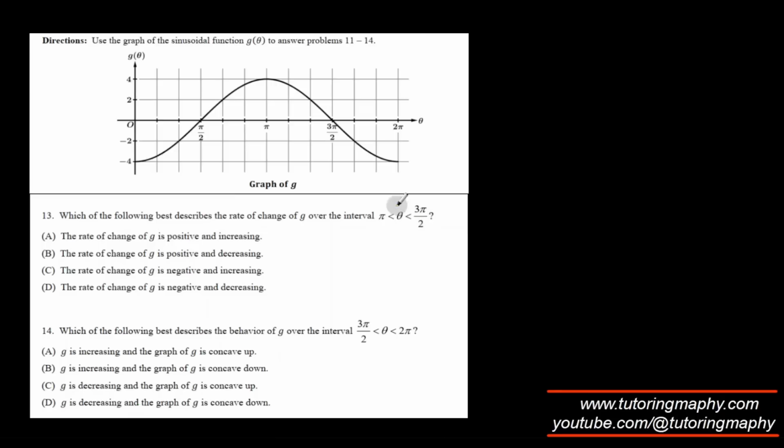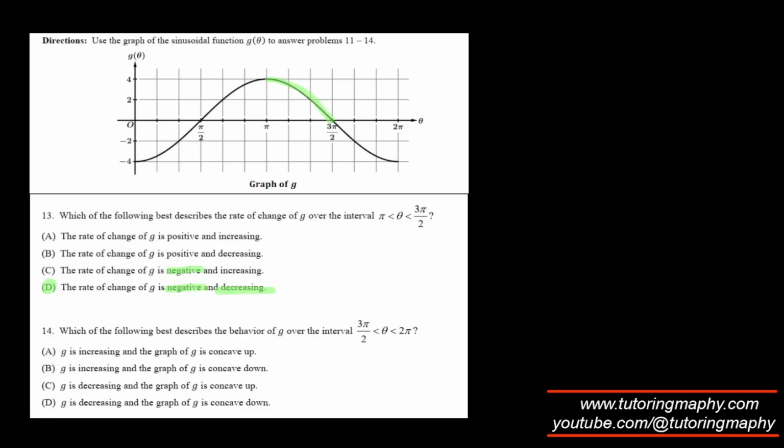More questions, from pi to 3 pi over 2. Pi to 3 pi over 2 is here. The ROC they're asking. So this is obviously a decreasing function. So for a decreasing function, ROC is negative. And this is frowning face. So it is concave down. So concave down means ROC is decreasing. So it should be option D.